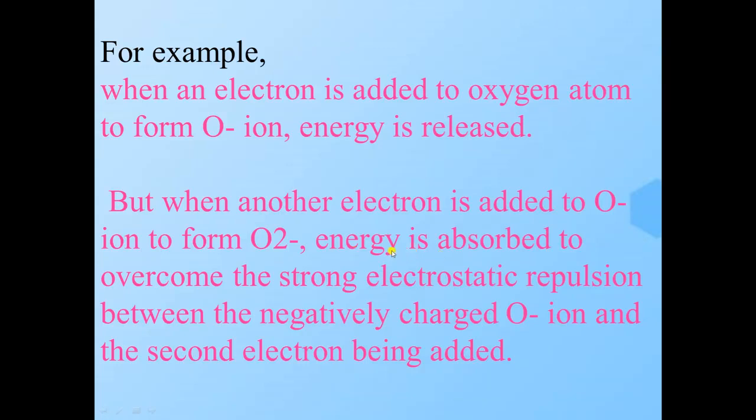Energy is absorbed to overcome the strong electrostatic repulsion between the negatively charged O negative ion and the second electron being added. As there is already one extra electron in O negative, when we add the second electron there will be repulsion between the electrons. So we have to provide energy so that we can add an extra electron to the negatively charged oxygen ion.